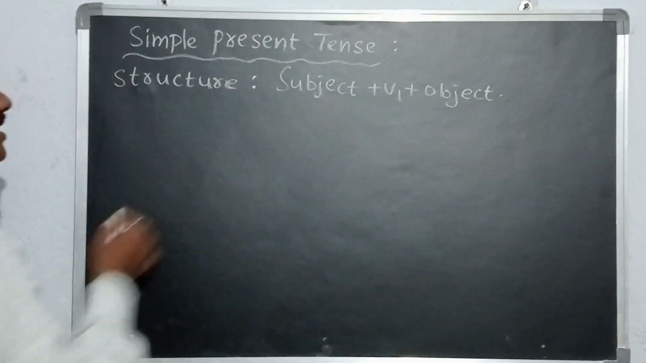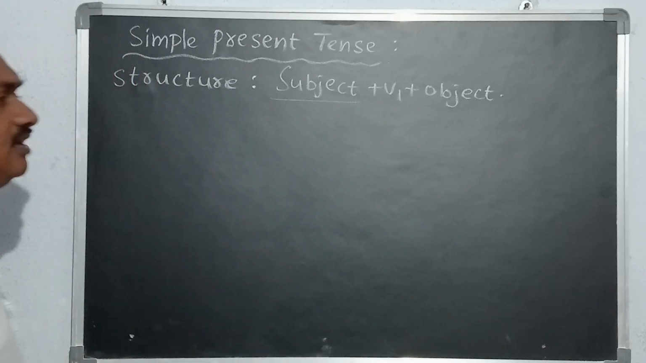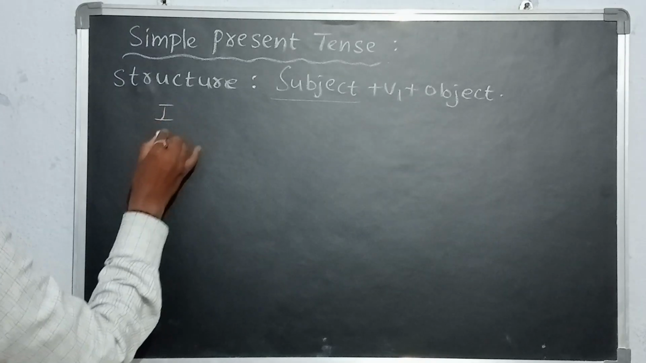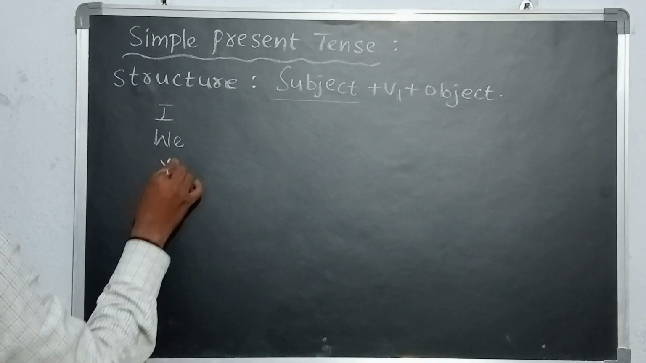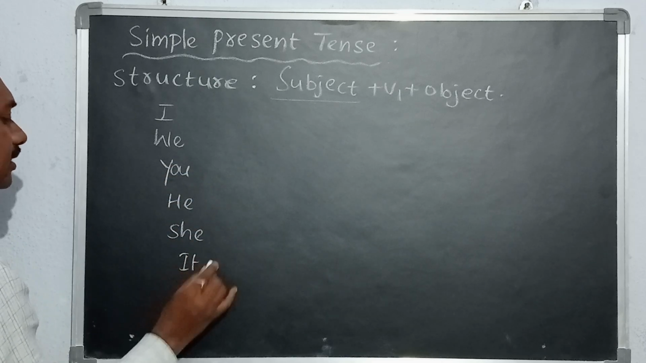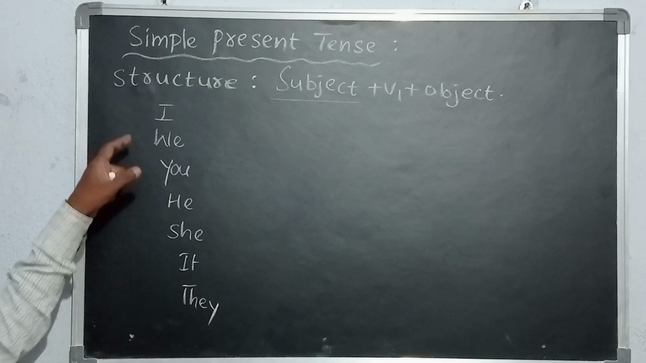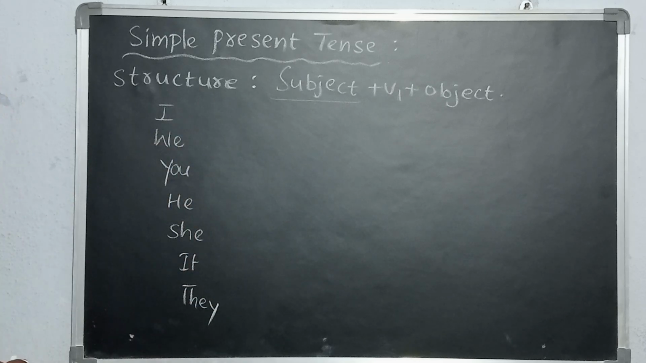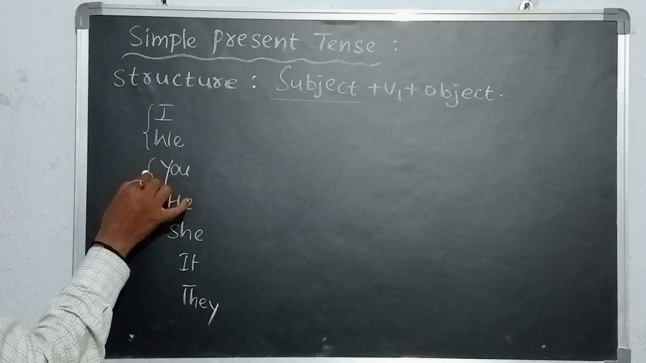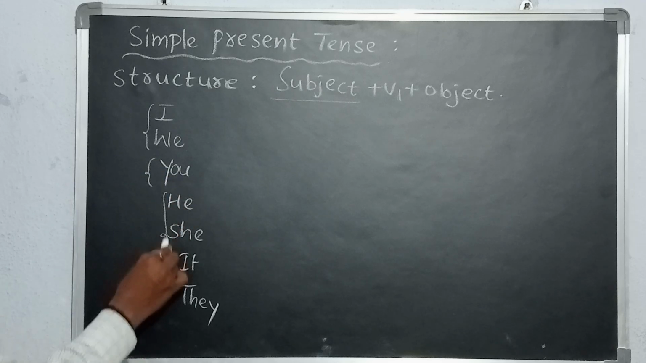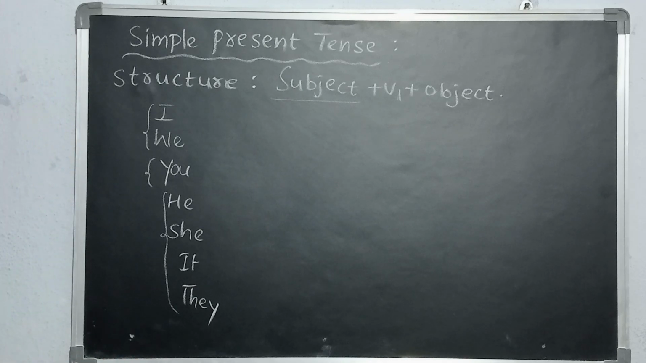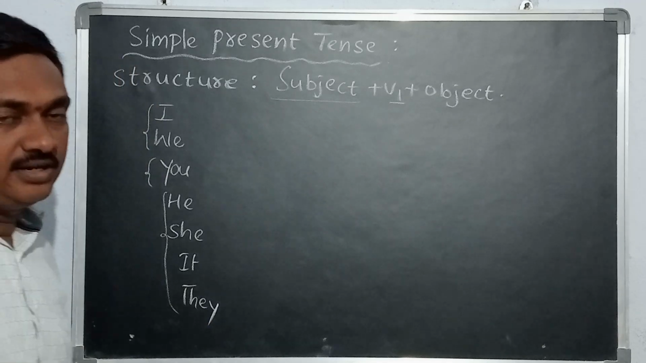Here, we can write the sentences. In the place of subject, generally we write either a noun or a pronoun. Generally we use these 7 pronouns: I, we, you, he, she, it and they. I and we are first person, singular and plural. You is second person, singular and plural. He, she, it, they are third person, he, she, it singular and they plural. Next, write verb 1, that is the present tense.